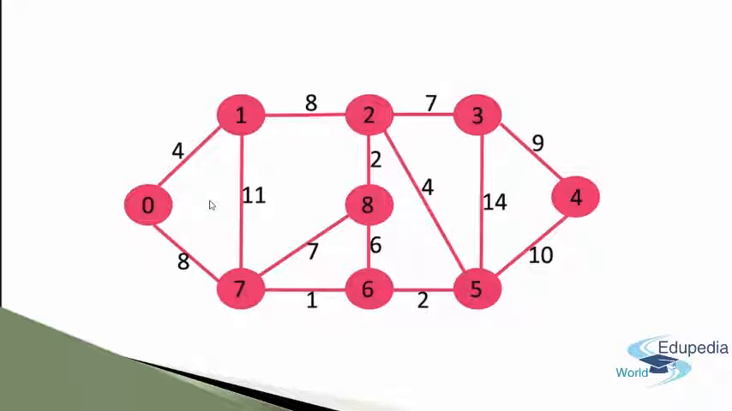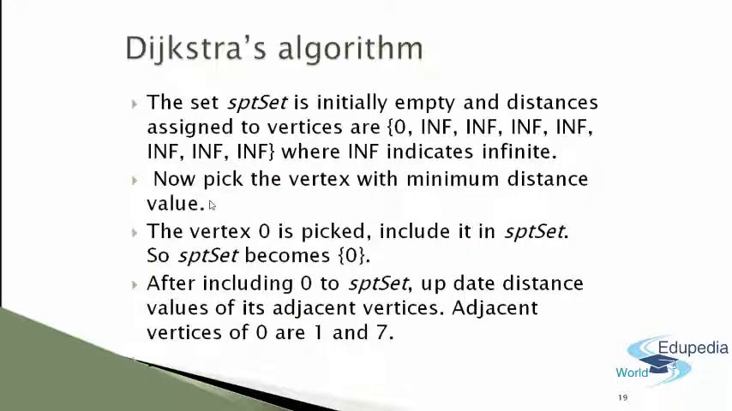Now we have to start traversing, and let's do that using Dijkstra's algorithm. The set SPT is initially empty and the distances are assigned to the vertices. For 0 we give 0, and for the rest we give infinity as the distance value, where INF indicates infinity. Now pick a vertex with the minimum distance value. Initially vertex 0 is picked because that is our source vertex, with the minimum distance value 0, and we include it in the SPT set.